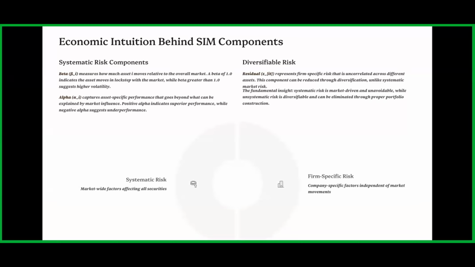A beta of 1.0 indicates the asset moves in lockstep with the market, while a beta greater than 1.0 suggests higher volatility. If your beta is 1, the risk associated with your investment moves as per the market conditions. If it is more than 1.0, it is more volatile and more risky. If it is less than 1, it is less risky. So this is the beta.